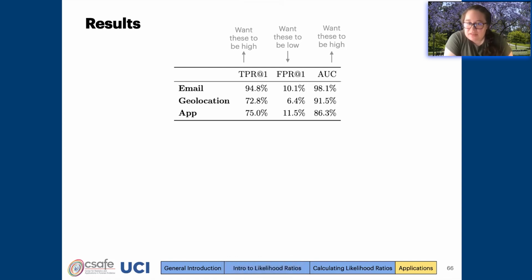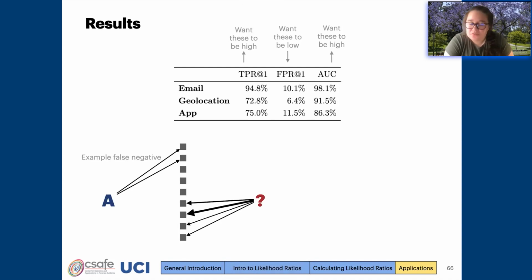And we also looked at the AUC. This is the area under the ROC curve metric, and we want this to be high, so close to 100%. We can see that we got pretty favorable results across all three data sets, doing the worst on the mobile app usage data. We also dug into a little more detail in these results, and these are some illustrative examples of places where this likelihood ratio got it wrong.